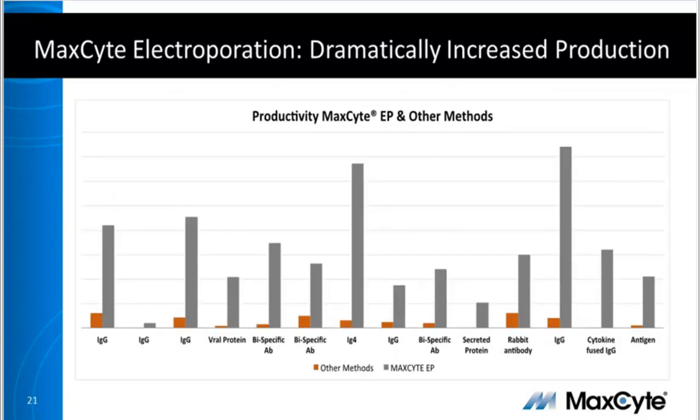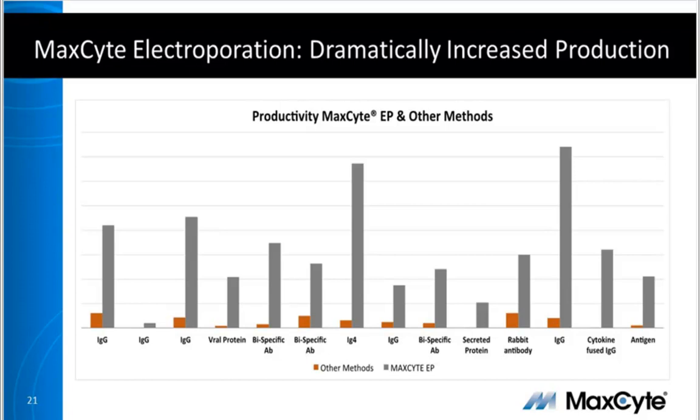I've shown you a few examples of the high level of productivity we achieve using different CHO cell lines in comparison to other transfection methods. These were just a glimpse of the many side-by-side method comparisons we have done both internally and at customer sites. This graph is simply meant to convey the point that for a wide spectrum of protein types, from full IgGs to small viral proteins, we find Maxcyte transfection well outperforms other transfection methods.